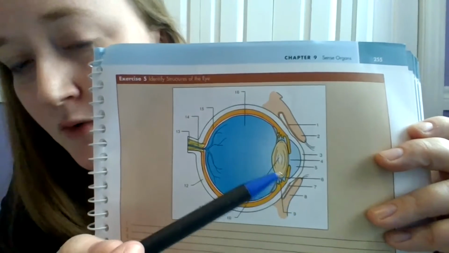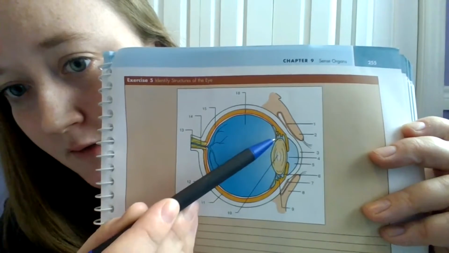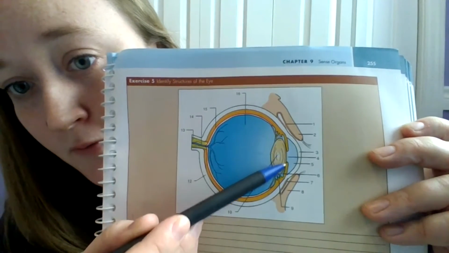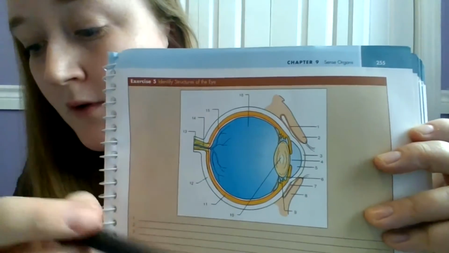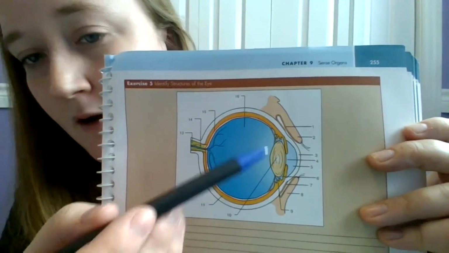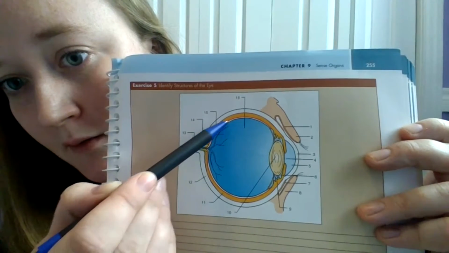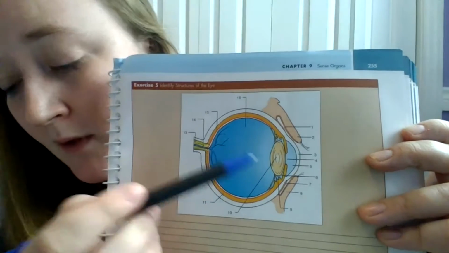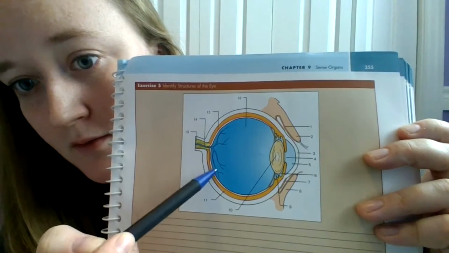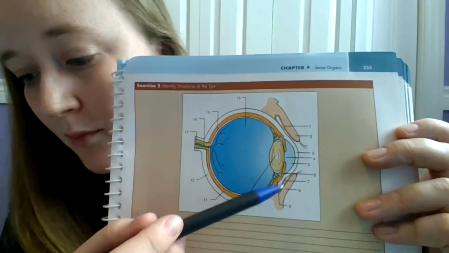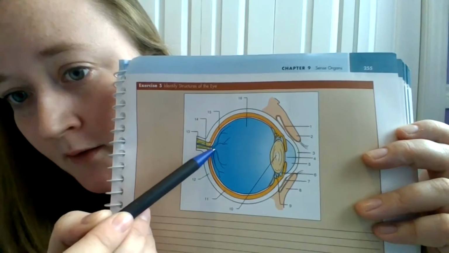Then we have the suspensory ligament. Those are those little ligaments that connect to the ciliary body and the lens. Then we have the lens itself. That is right here. Then we have the choroid. The choroid is in between the sclera and the retina, right along in here. Then we have the retina. The retina is the internal layer that goes around the inside of the eyeball. We have the optic nerve, so that is right here.